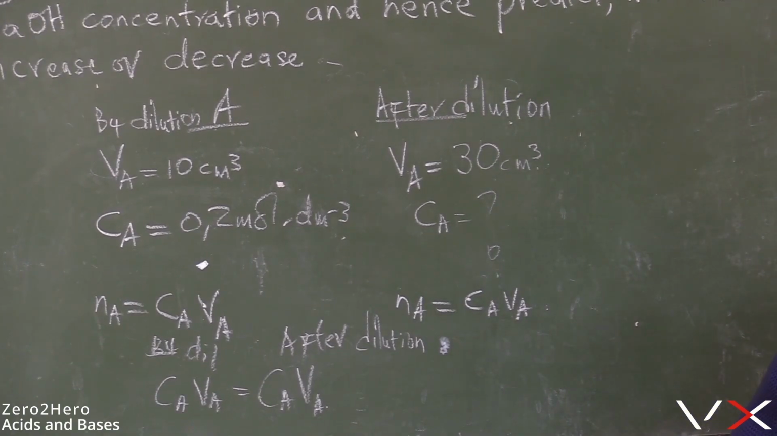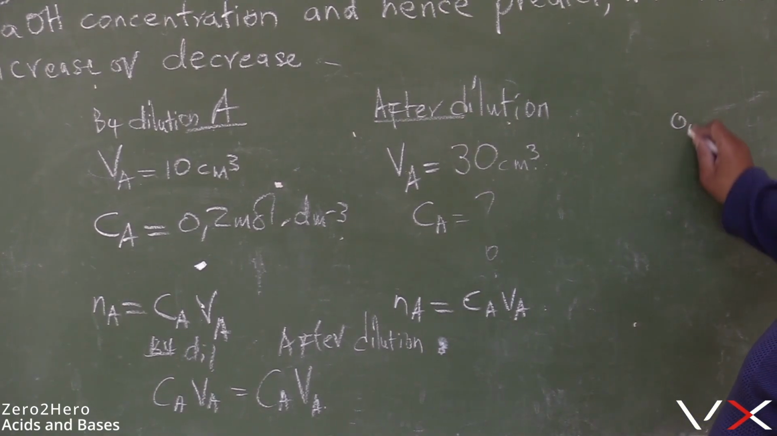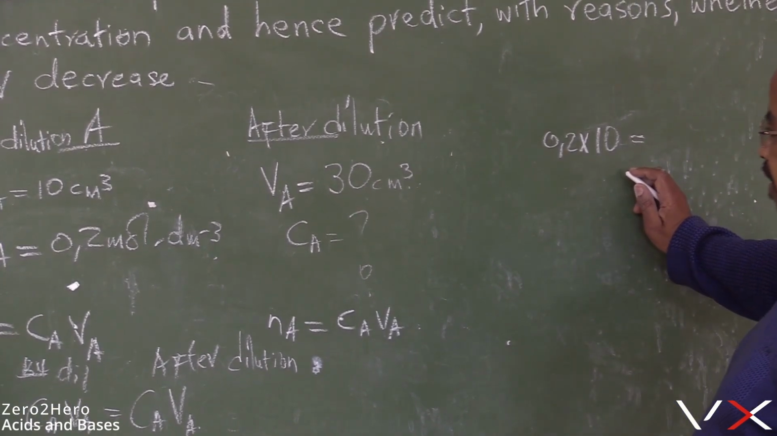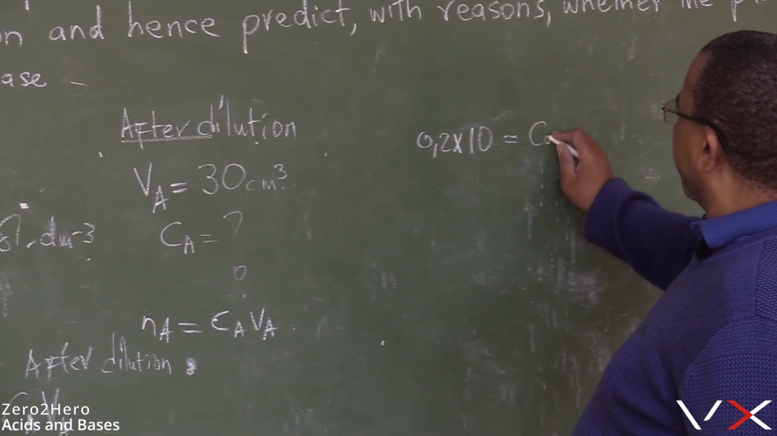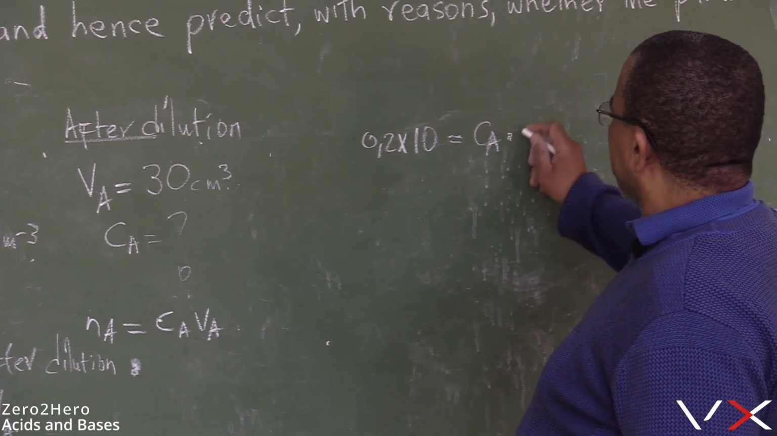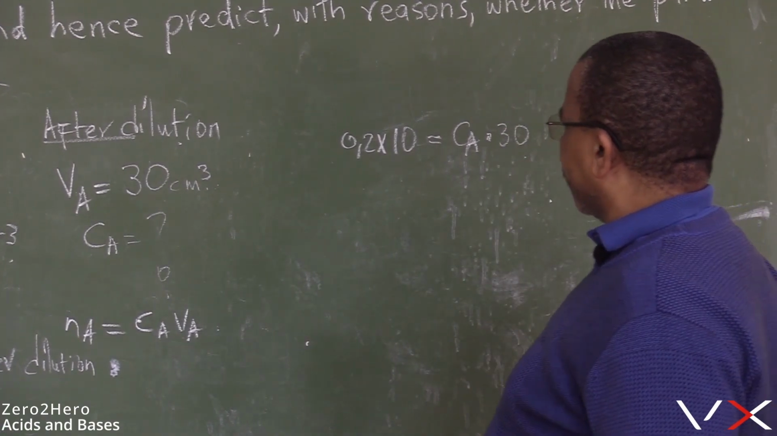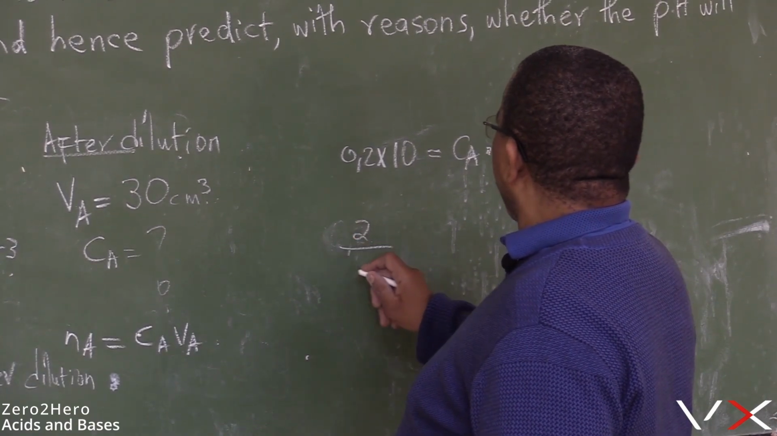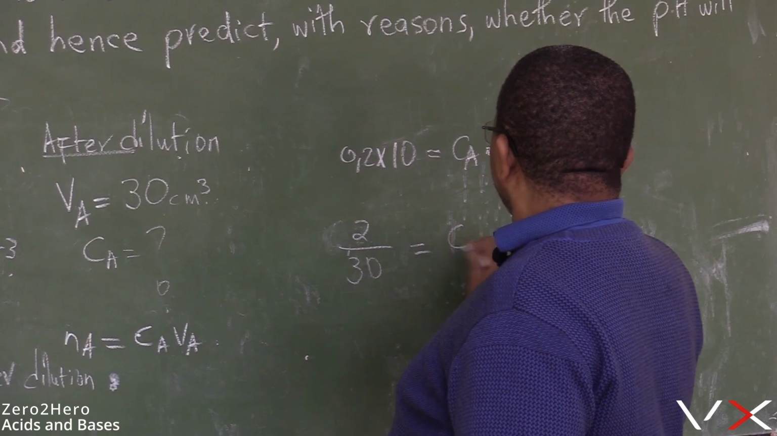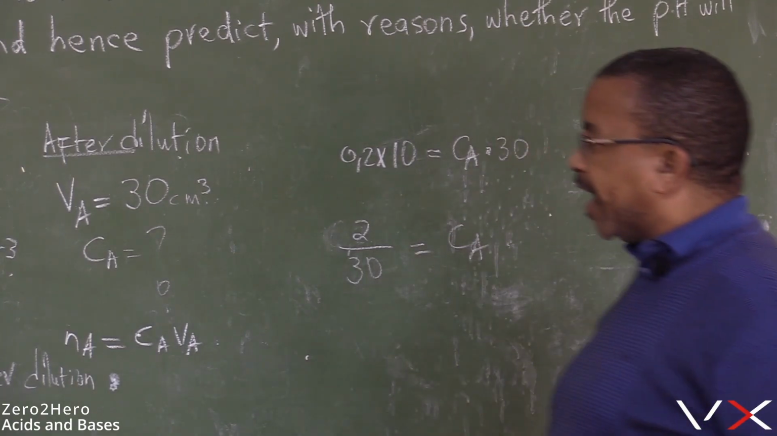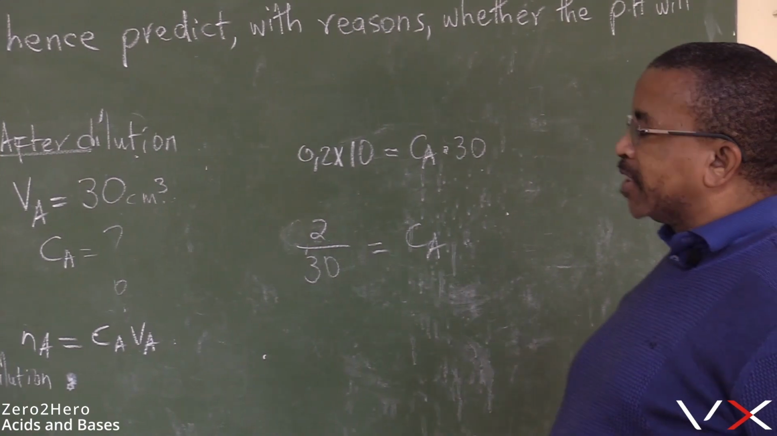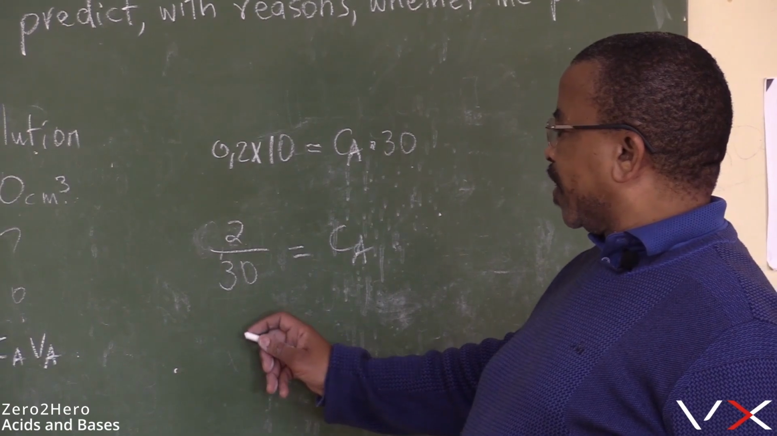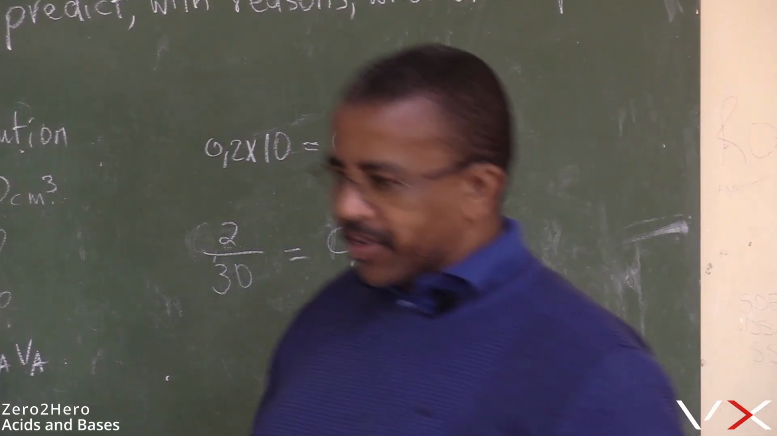So we have CaVa. What is Ca? 0.2 times 10 is equal to Ca after dilution, which we want to find, times the volume 30. Then what do we have? We'll have 0.2 times 10, which is 2, divided by 30. That is the concentration of A, of sodium hydroxide.